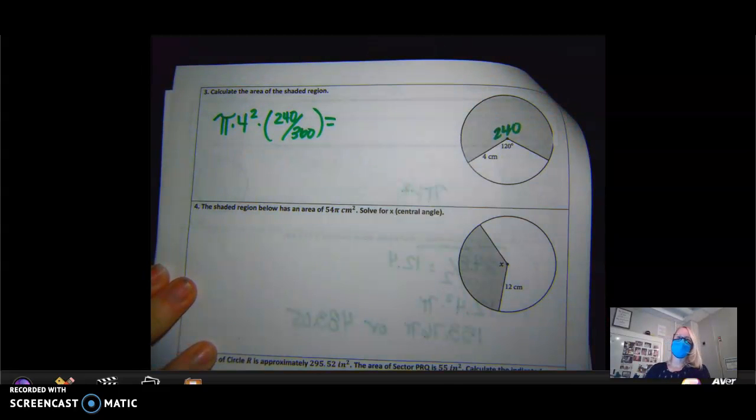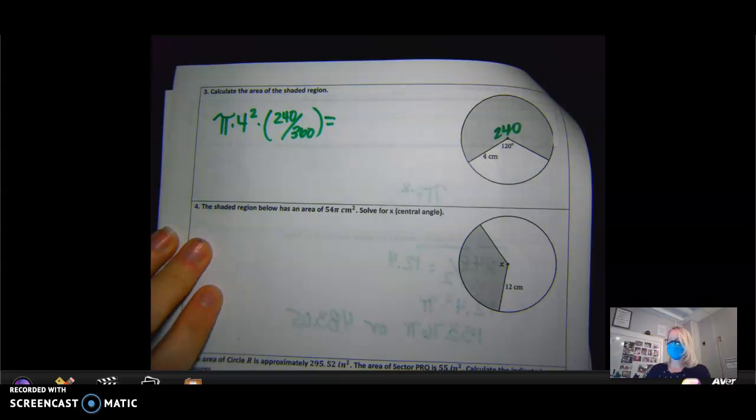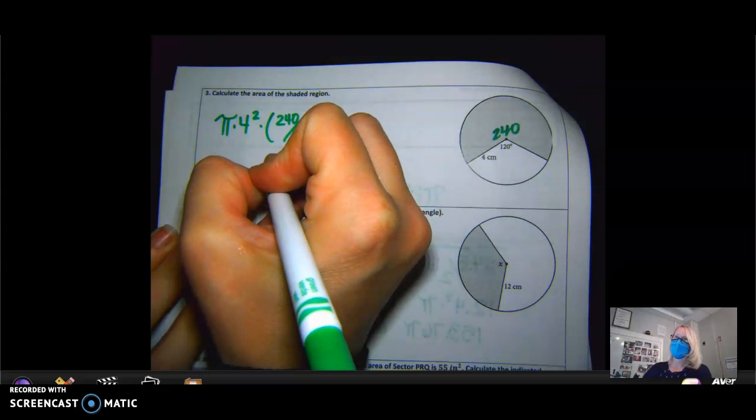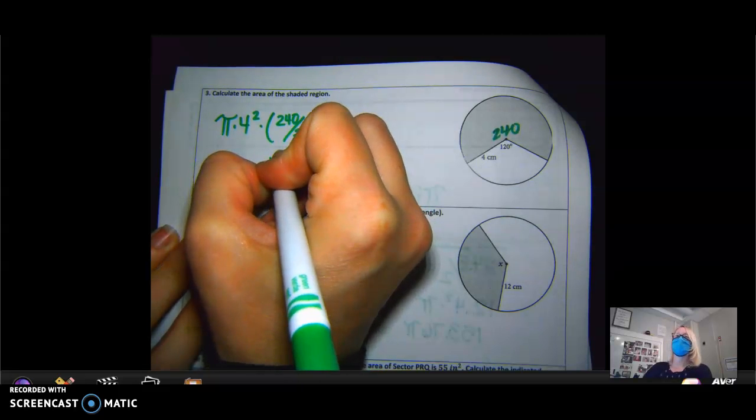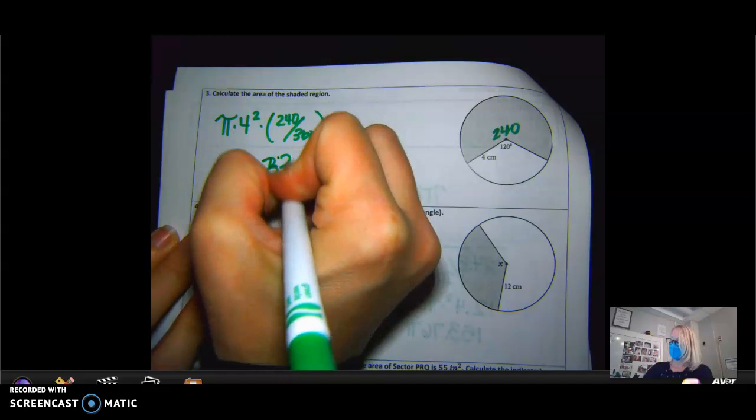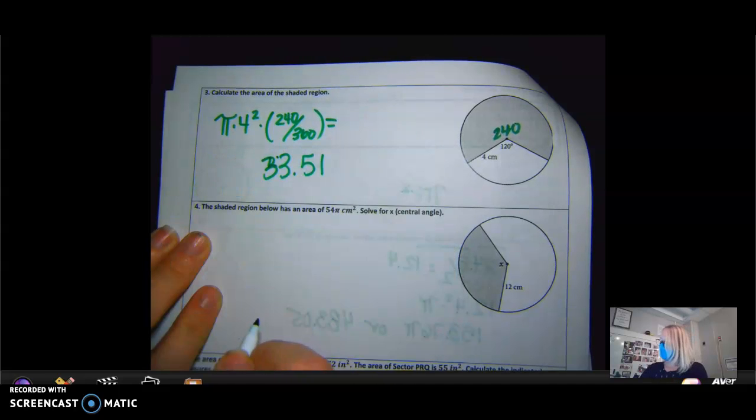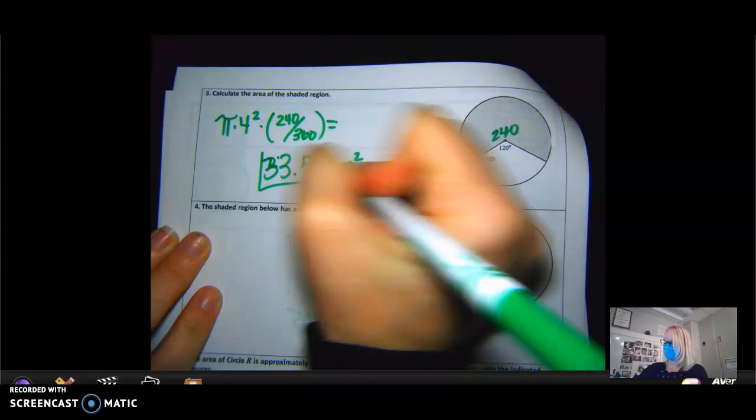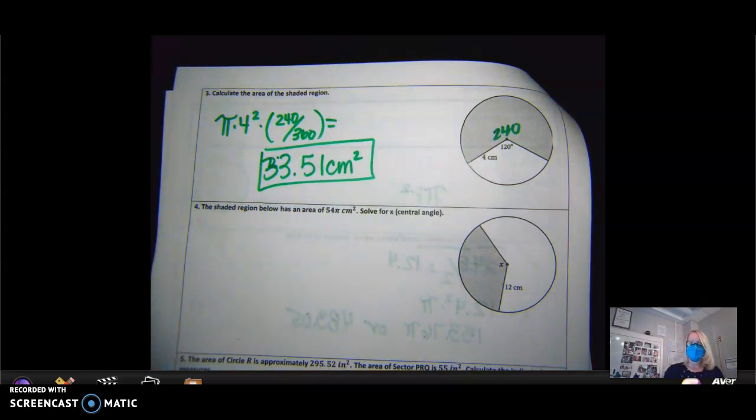Okay. What do we get for an answer? Rounded to the nearest, let's do 100th. I don't know, is that what you guys rounded to or not? What did you guys get? 33.51. And then this would be centimeters squared for my units.